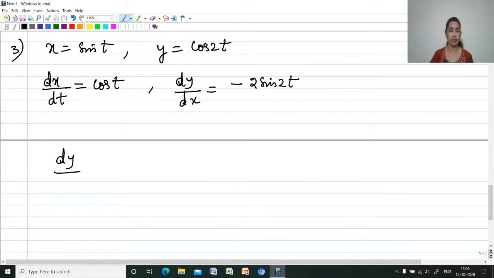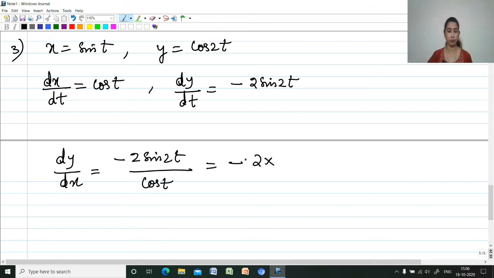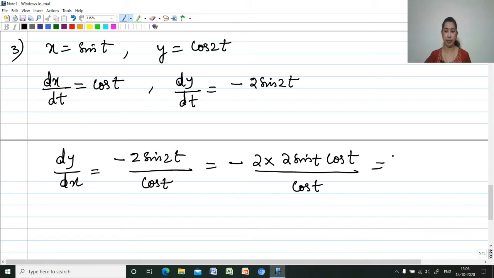dy by dx equal to, here it is t. Both we are differentiating with respect to t. Okay, so dy by dx equal to dy by dt by dx by dt. dy by dt is minus 2 sin 2t divided by cos t, and that is minus 2 into, what is sin 2t? It is 2 sin t into cos t divided by cos t. Then minus 4, cos t getting cancelled, remaining sin t. So minus 4 sin t.